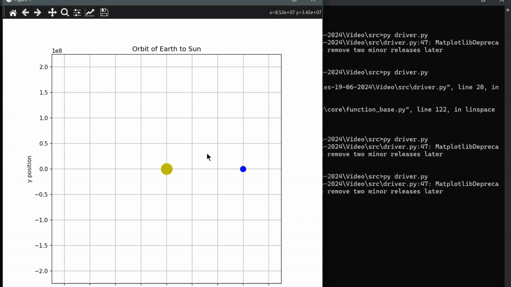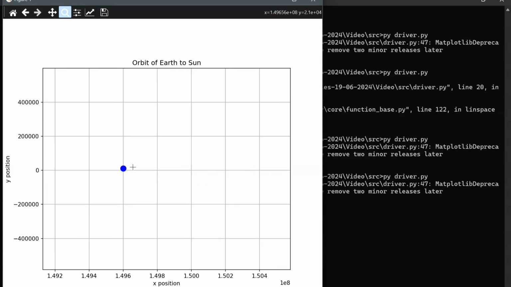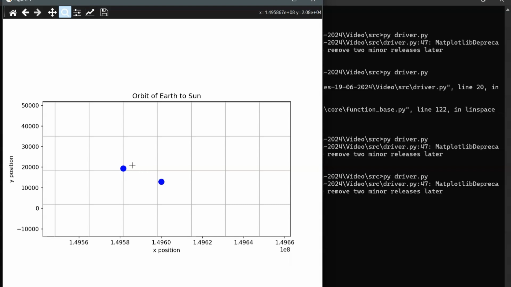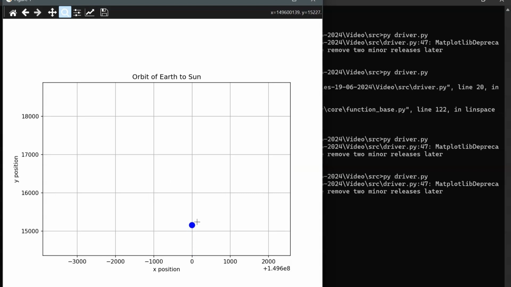perfect. This is the original pace, and it seems that it's not working, but if we have a closer view, a very close view, we can see that in reality the Earth is moving at a good pace.